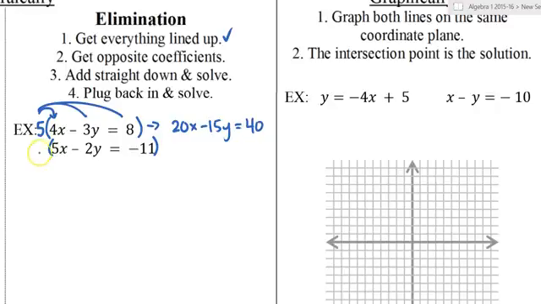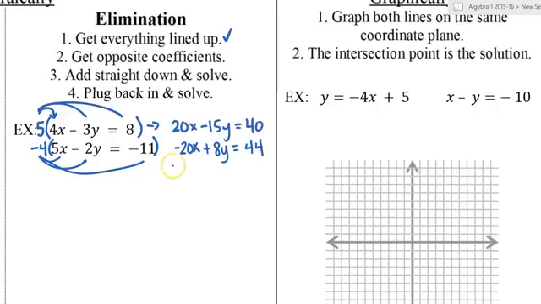Now on the bottom, I'm going to multiply by negative 4. Now why do I do that? Because now I'm going to get negative 20x. So we're going to have opposite coefficients here, 20 and negative 20. Then we have plus 8y equals 44.